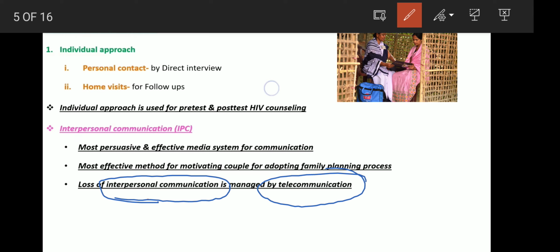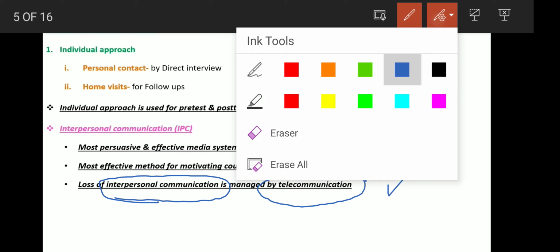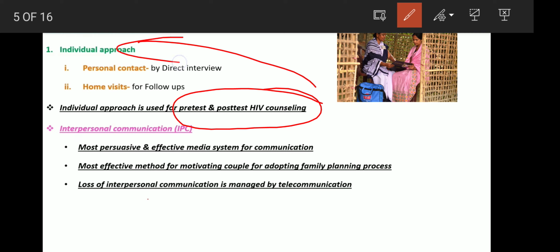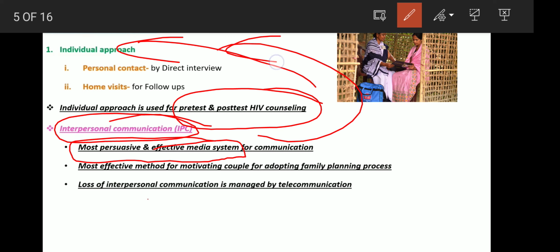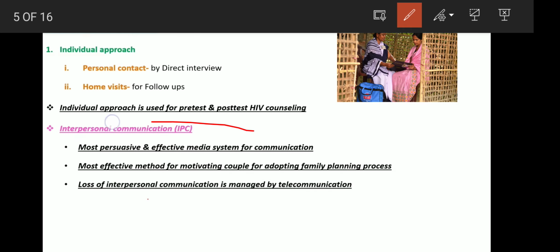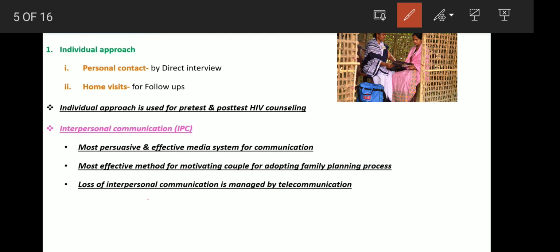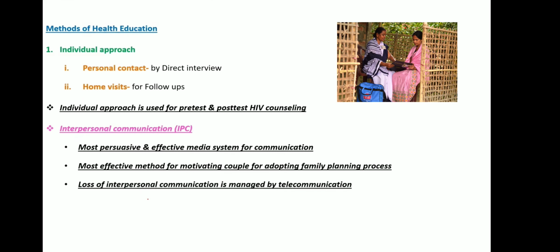So these are the MCQs which have appeared in the NEET pre-PG examination. We see which is the approach in cases of pre-test and post-test HIV counseling: the individual approach. The most effective media system for communication is interpersonal communication, or the individual approach. The most effective method for the family planning process is again interpersonal communication. If there is loss of interpersonal communication, it has to be managed by telecommunication. So these were the MCQs. The underlined parts are the MCQs which have appeared in previous examinations.